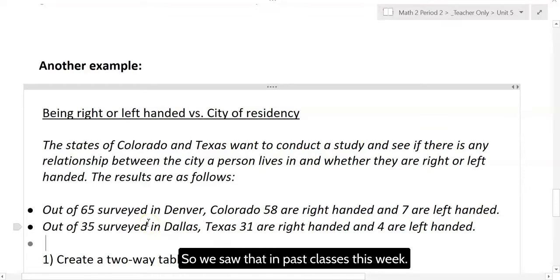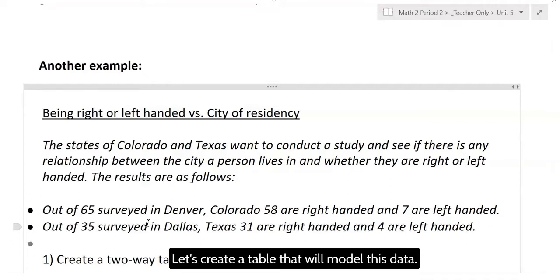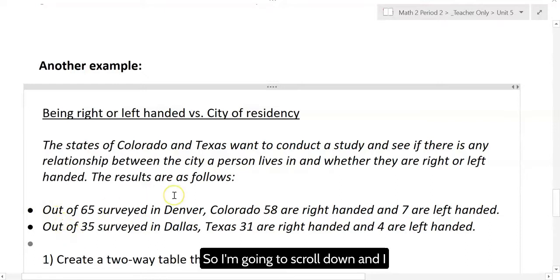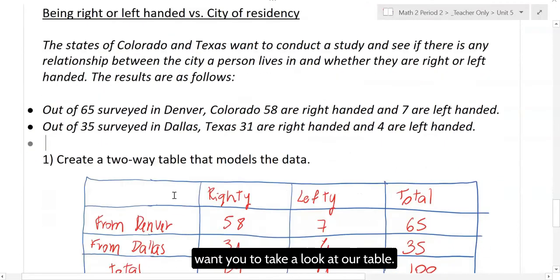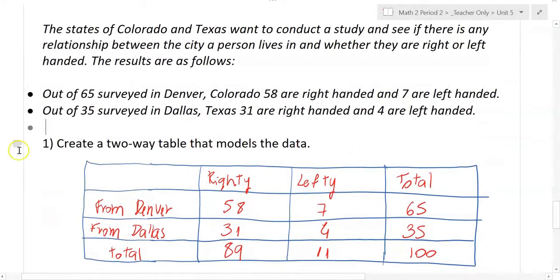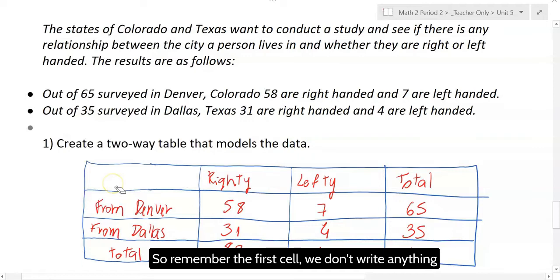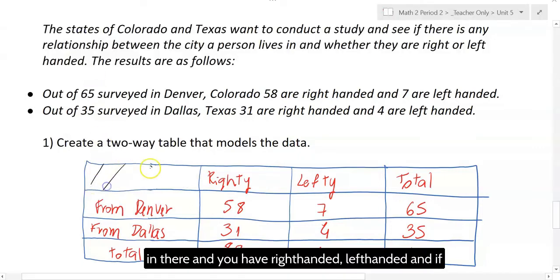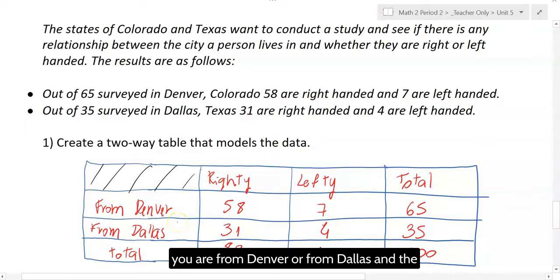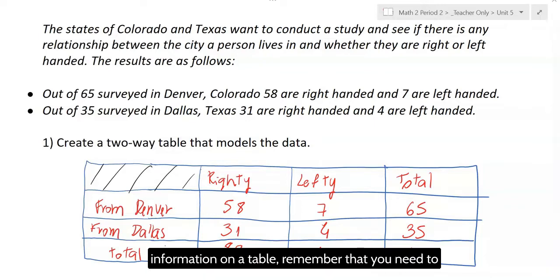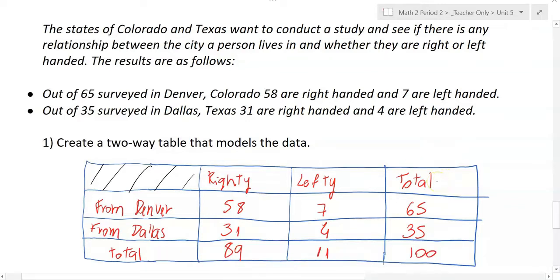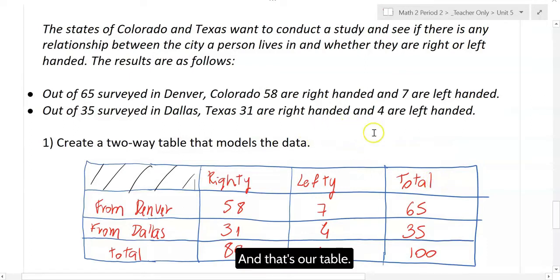We saw that in past classes this week. Let's create a table that will model this data. So I'm going to scroll down and I want you to take a look at our table. Remember that in the first cell, we don't write anything. And you have right-handed, left-handed, and whether you are from Denver or from Dallas, and the information on the table. Remember that you need to write down the total as well. And that's our table.